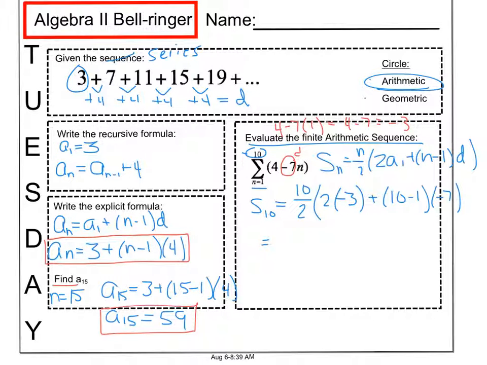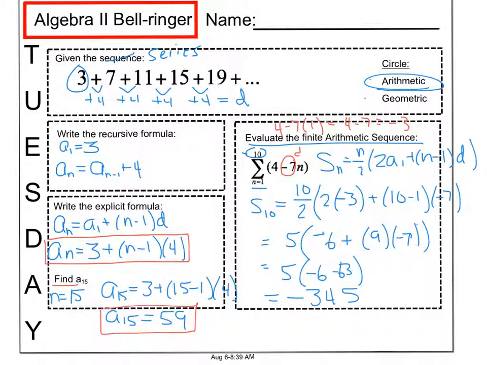So 10 divided by 2 is 5 times. And then 2 times negative 3 is negative 6 plus 9 times negative 7. Simplifying that more, we get 5 times negative 6 minus 63 there. And the final answer would give me negative 345. And you can do that in your calculator or by hand. And that's my final answer on that. And the next video will show you how to put that into your calculator.